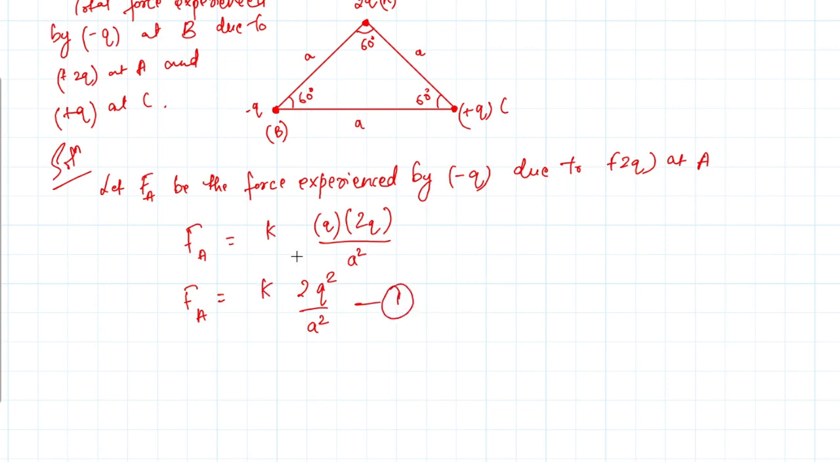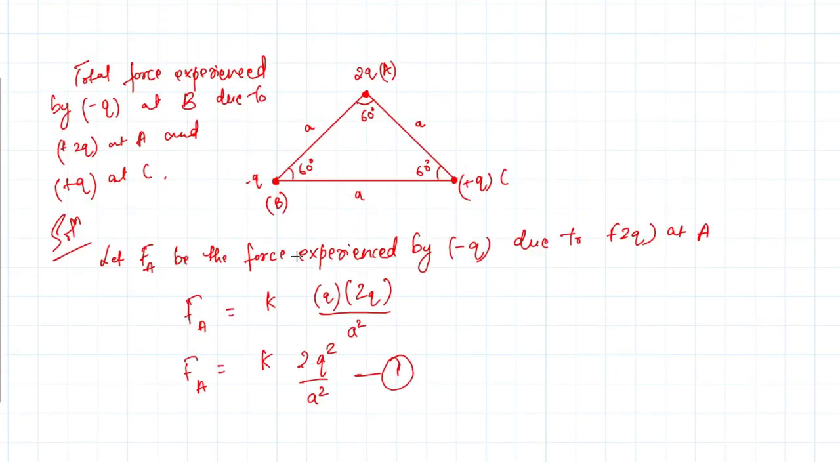So now we have written how much force in magnitude this minus q is going to experience due to the presence of this plus 2q. Right now we are not talking about the direction of the force, we are just taking care of the magnitude. Again, this minus q is not only affected by the presence of this plus 2q at A, but it is also affected by this plus q which is present at point C.